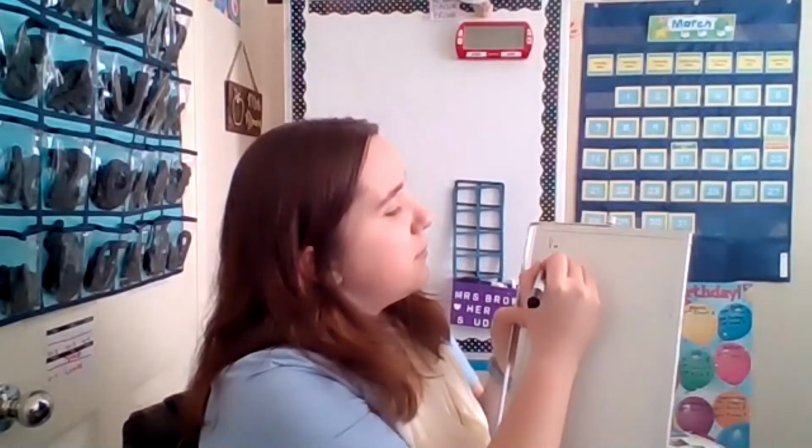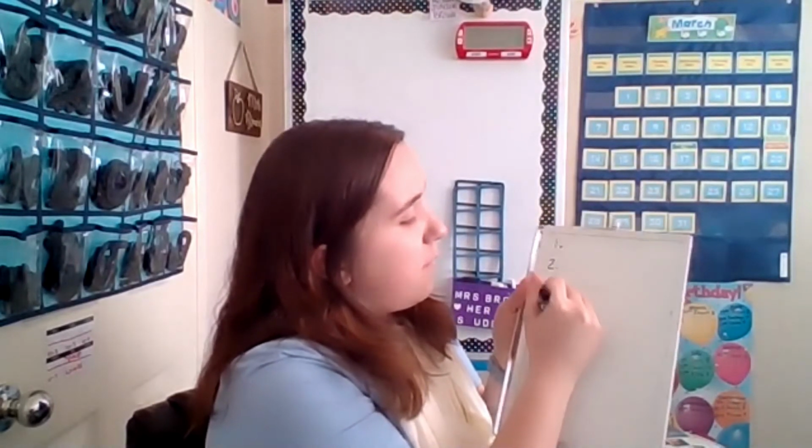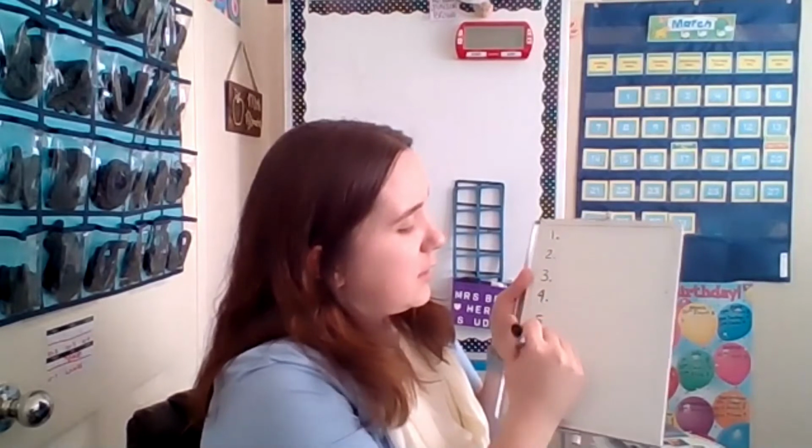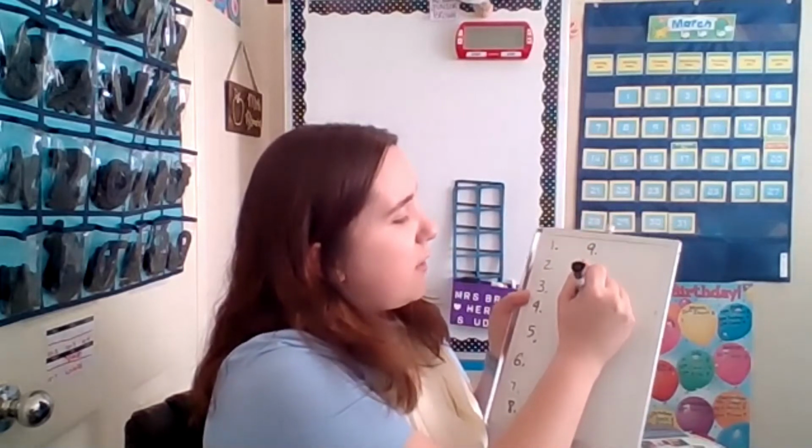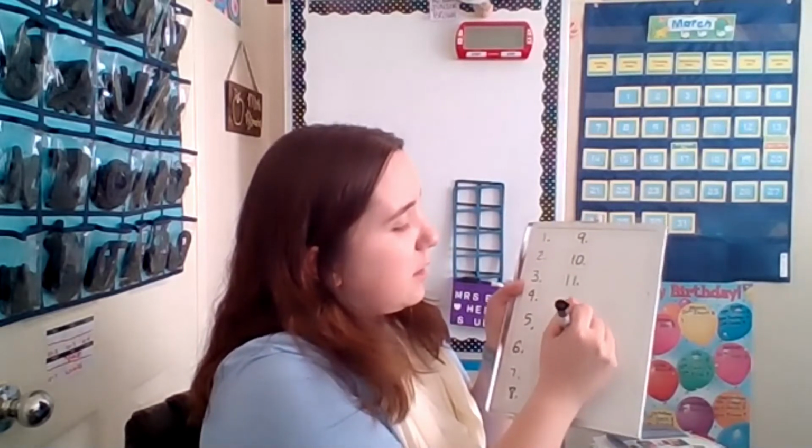If you're using a whiteboard, go ahead and make little rows like this. So I'm just going to do 1, 2, 3, 4, 5, 6. And I'm going to keep going until I get to 20 because there are 20 problems. Same thing on a piece of paper. So you're going to keep going. You go 7, 8, 9, 10, 11, 12, 13, 14, 15, 16, 17, 18, 19, 20.